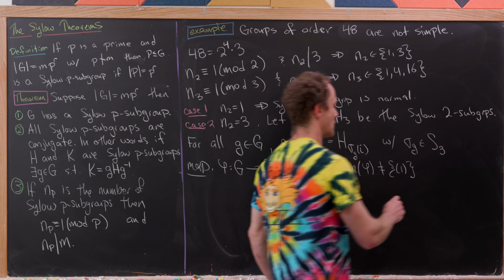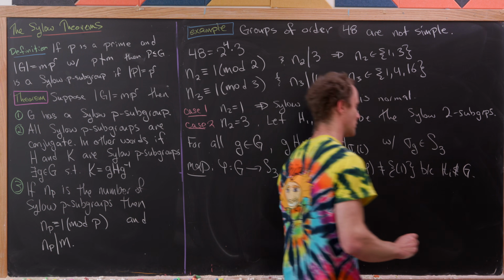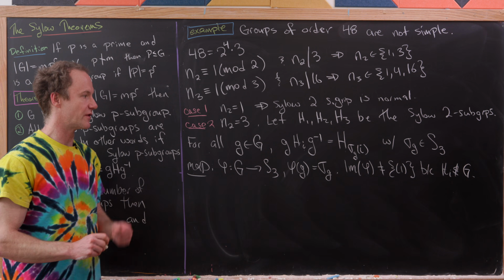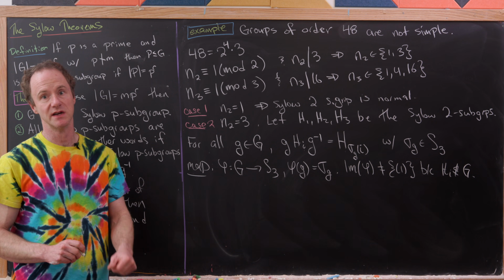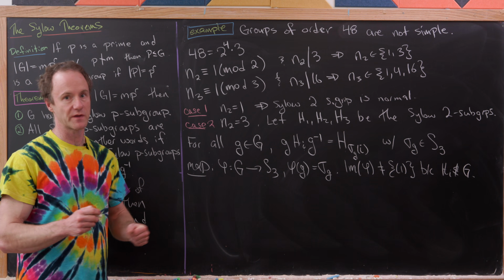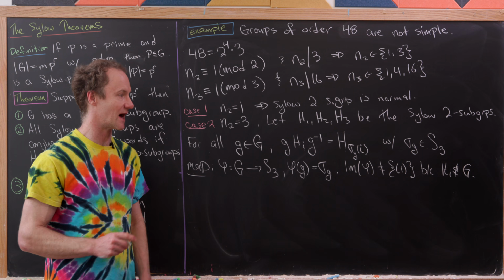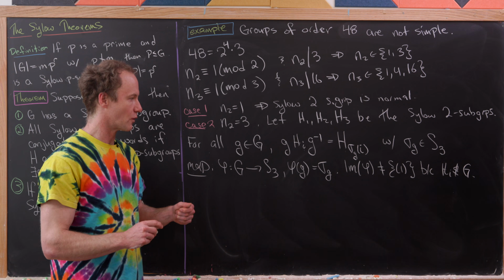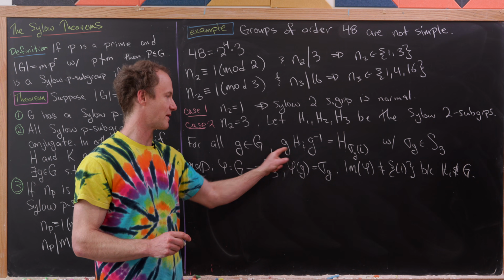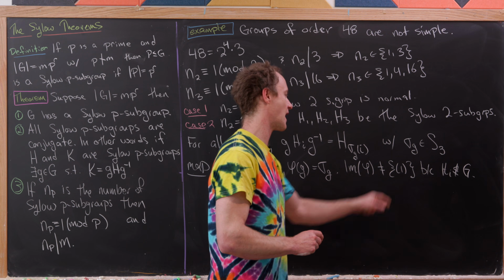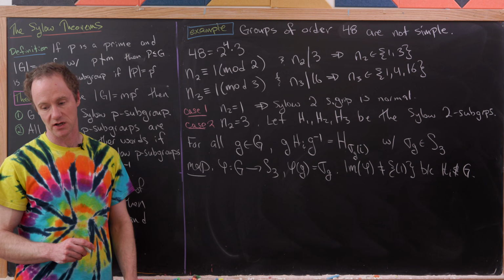And why is that? Well, that's because none of these hi's are normal in the group. And how do we know that none of them are normal in the group? Well, it's simply because there are 3 Sylow 2 subgroups, and a Sylow P subgroup is normal if and only if it's the only one. And that, again, is something that follows from the second Sylow theorem. Okay, so it's not normal. But then it not being normal means that there is a group element that will not fix this. But the group element that will not fix this will correspond to something other than the identity in S3. Okay, so anyway, we've got the image of phi is non-trivial.